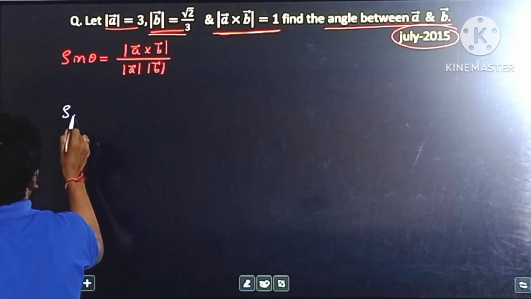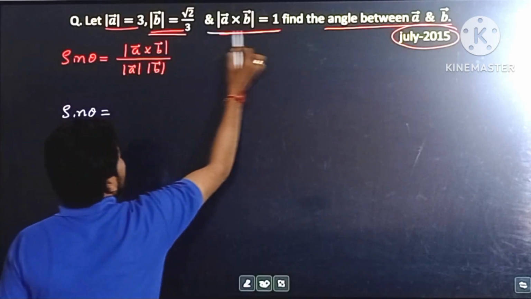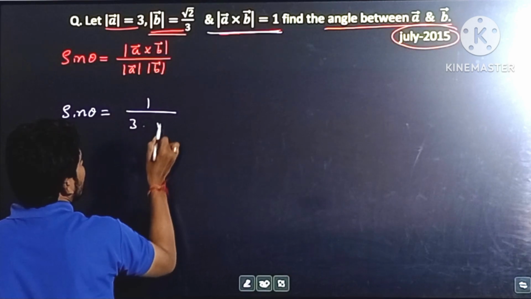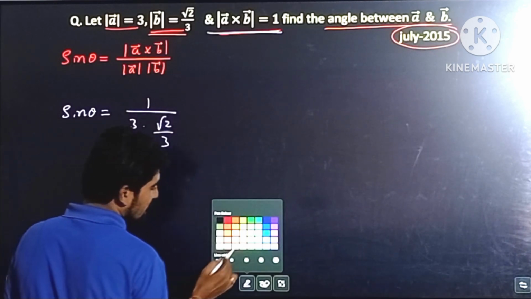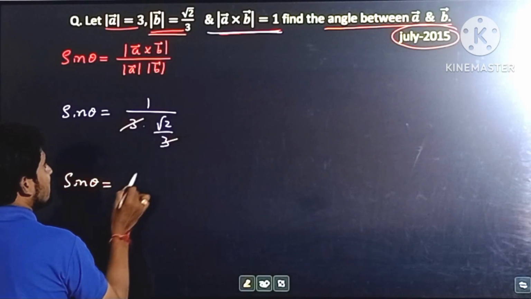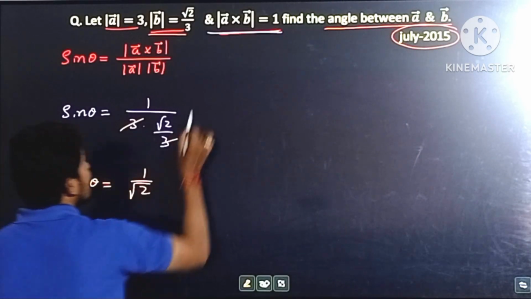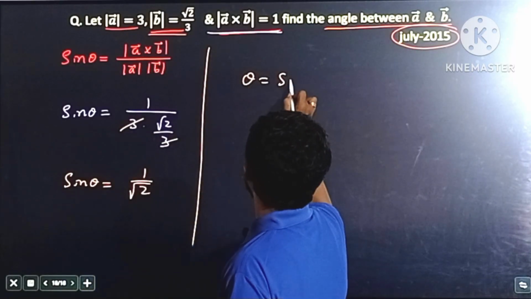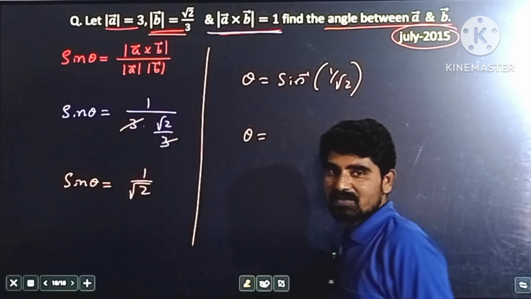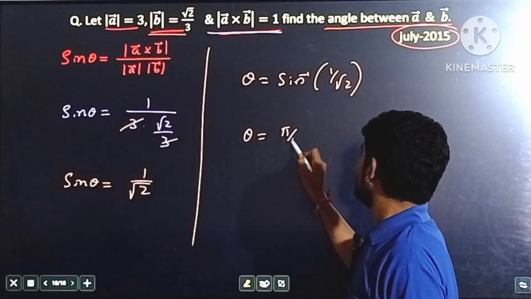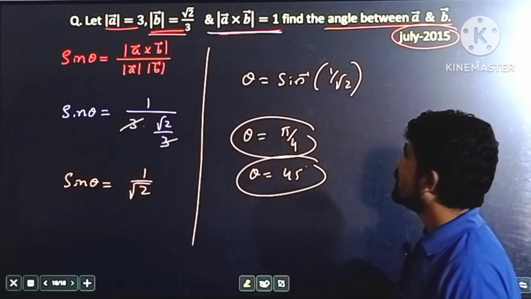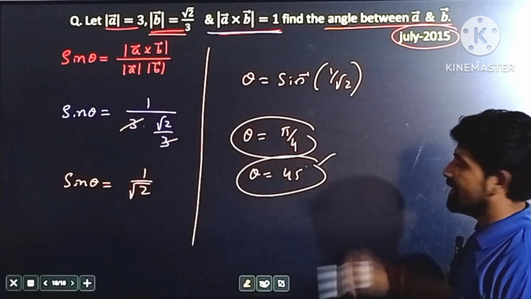So therefore sin theta is equal to magnitude of A vector cross B vector, which is 1, divided by magnitude of A vector, which is 3, into magnitude of B vector, which is root 2 divided by 3. Here in the denominator I can cancel 3. So what remains is sin theta equal to 1 divided by root 2, and hence theta is equal to sin inverse of 1 divided by root 2. Hence theta is equal to the value of sin inverse 1 by root 2, which is pi by 4, or you can also say 45 degrees. So the required angle between the two vectors A vector and B vector is 45 degrees.